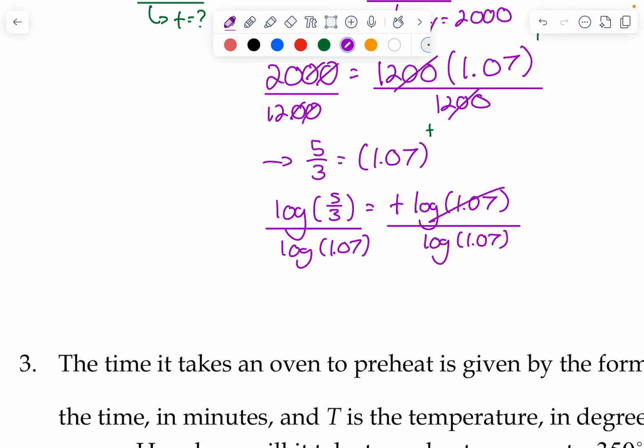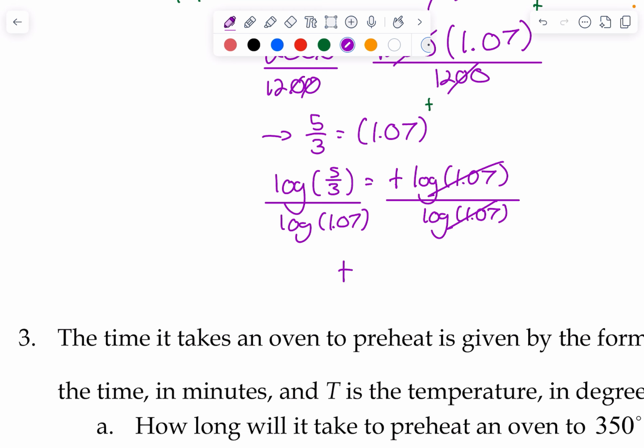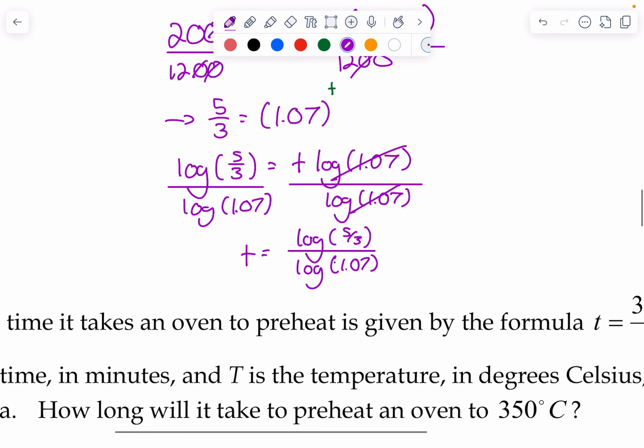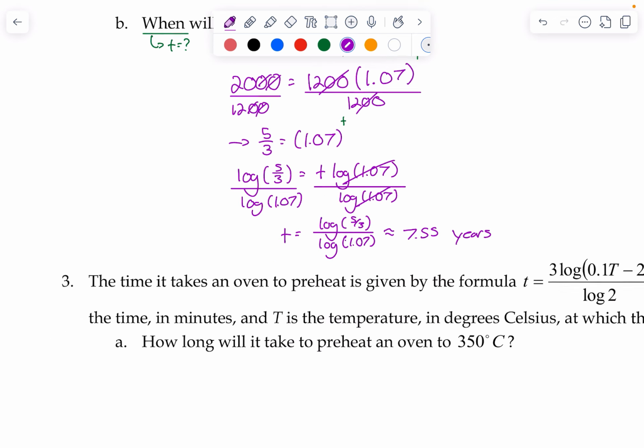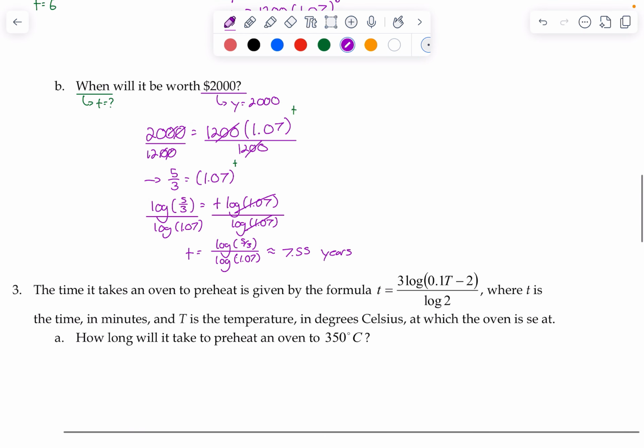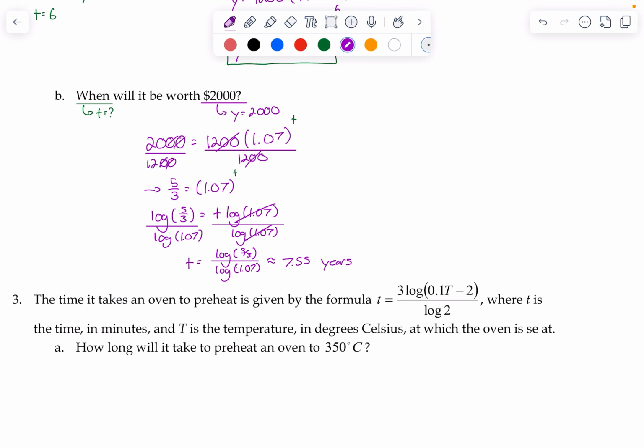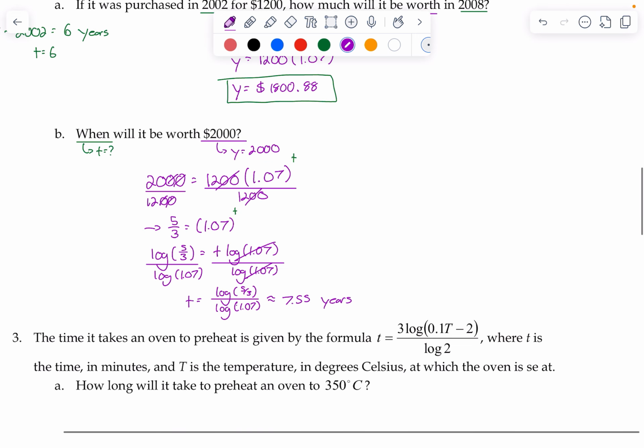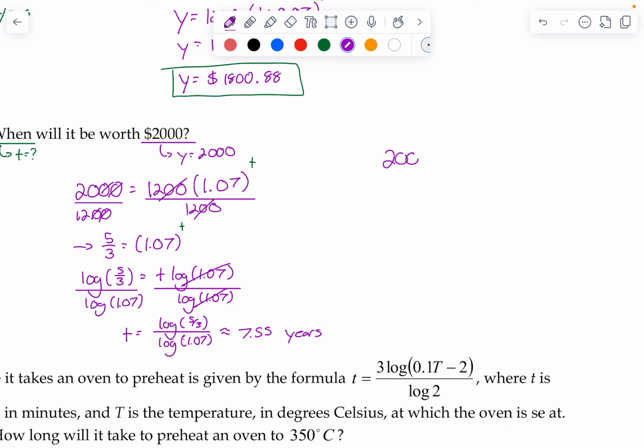Those cancel, and you get t is equal to log 5/3 divided by log 1.07. And that will give you an approximate answer of 7.55 years. So when will it be worth $2,000? Well, 7.55 years has to go by, and you bought the car in 2002, so 2002 plus 7.5 years essentially, right?